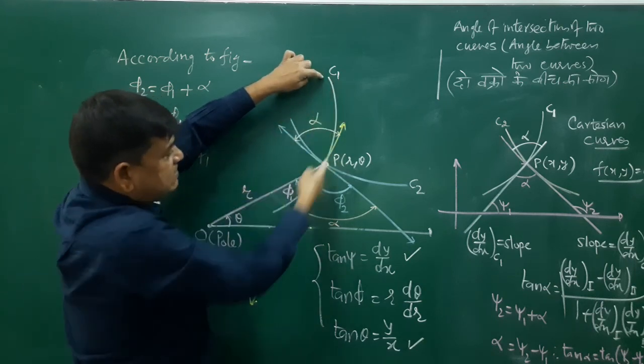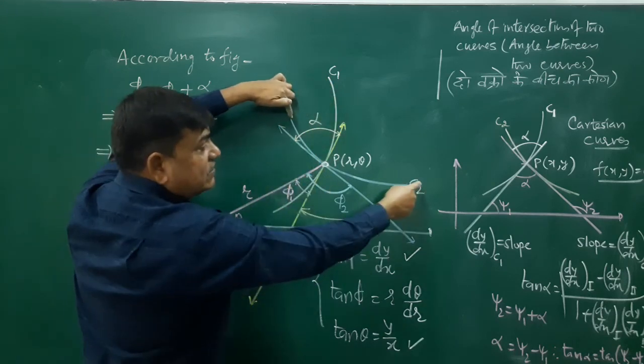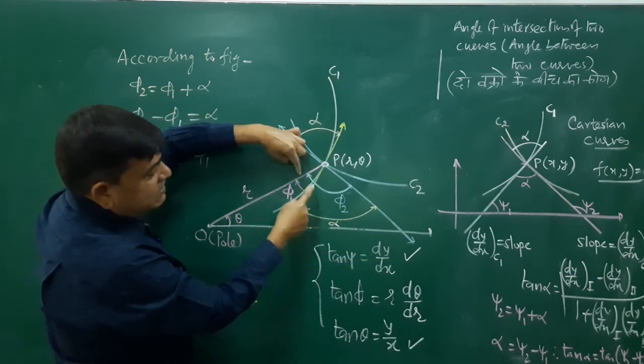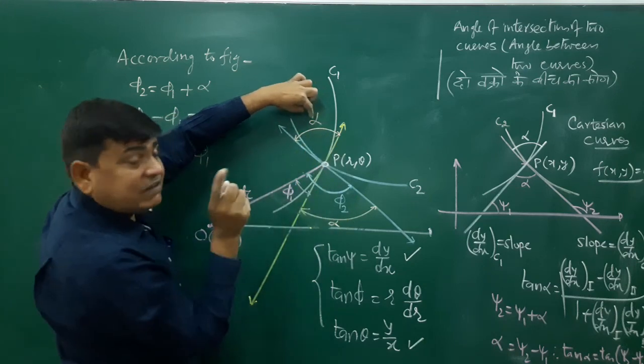So this is the first curve, its tangent is in yellow color. This is the second curve and its tangent is in blue color. So this angle is phi 1, this angle is phi 2. This is the angle between these two tangents, alpha. हमें alpha कैलकुलेट करना है.